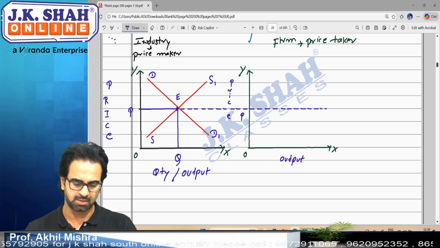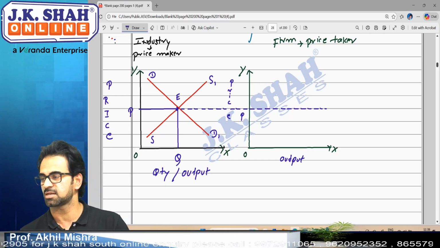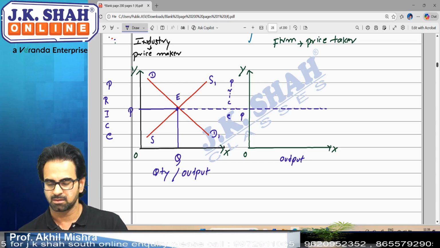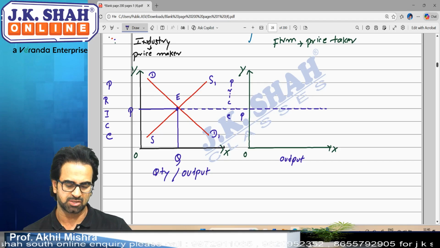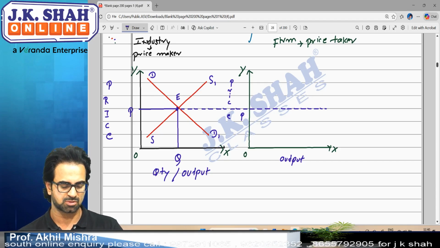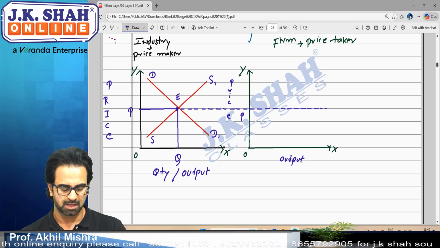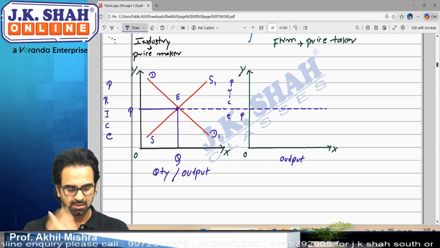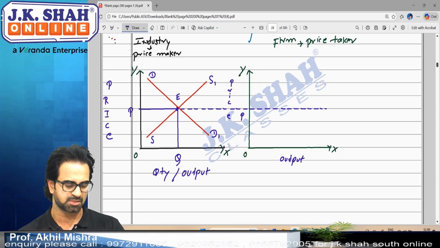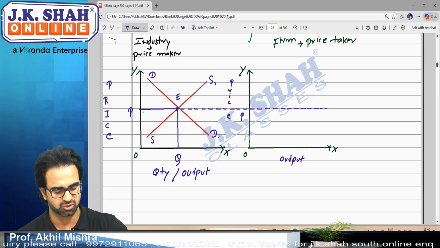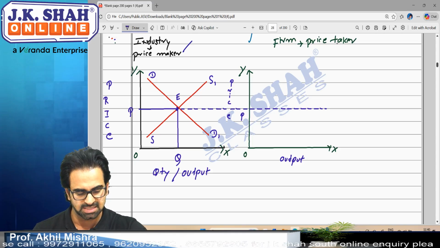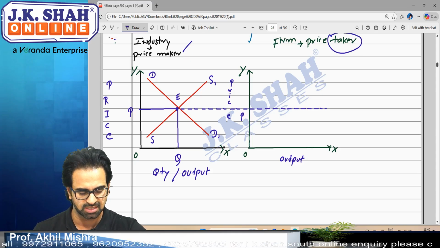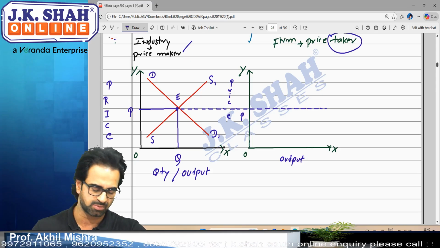So what is happening here? The industry has decided a price, and price is being decided by how? Interaction of demand and supply. So the price is OP, and the same price OP has been accepted by the firm. See, I just drew one line from OP, so the firm is a price taker. Taker means you just accept. You don't decide the price of the product in the market.